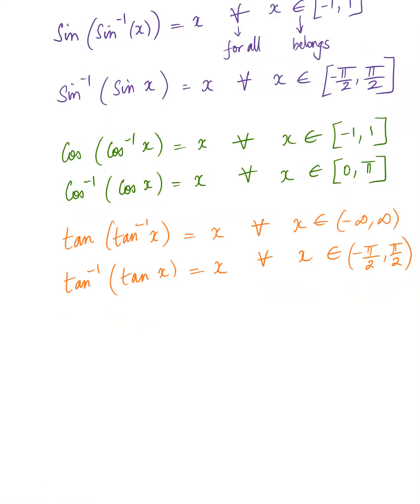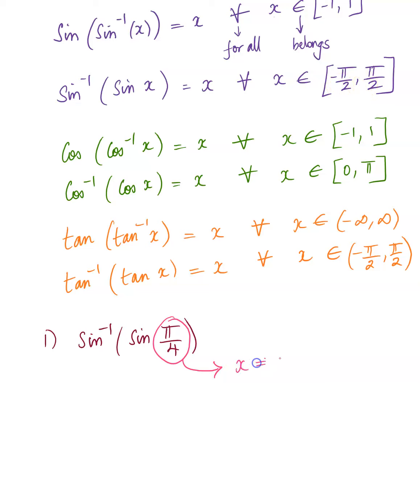Let's start with the first example. Sine inverse of sine pi over 4. Don't automatically say, okay, the sine inverse and the sine will cancel each other and I'll get a pi over 4. What should we do? We should make sure that this pi over 4 is in the interval. So you're using the second condition for the sine, where you want to make sure that x lies in this interval of angles, negative pi over 2 to pi over 2.